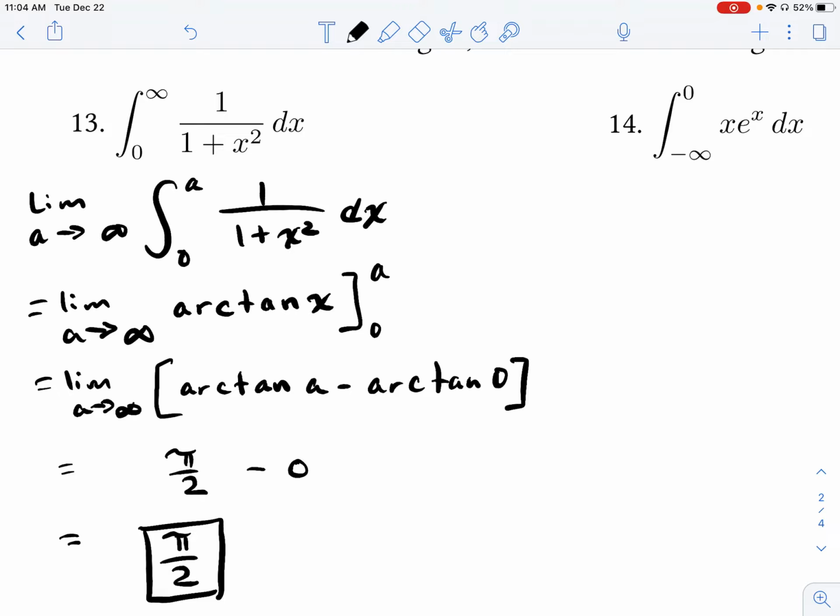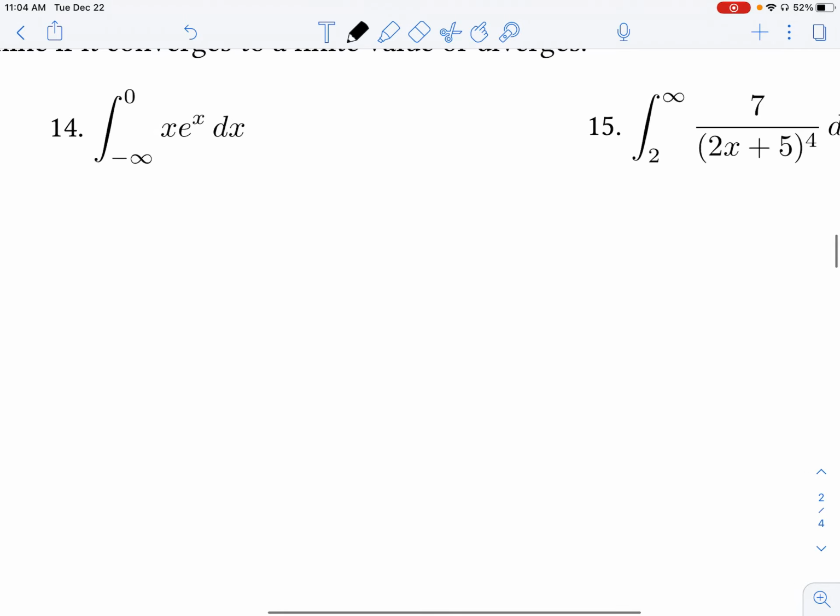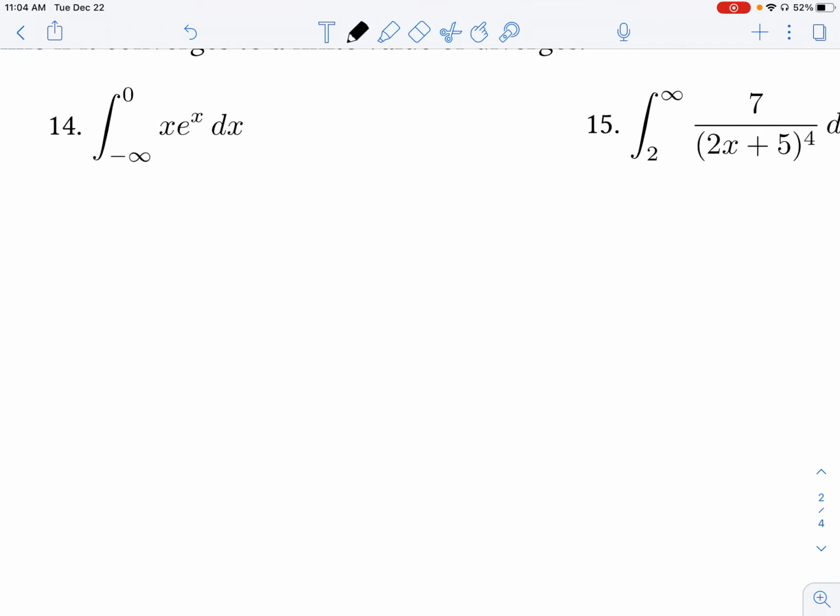All right. Okay, let's try another one. Let's go to number 14 on the backside. We've got another function here that we're integrating. This time we're integrating from negative infinity to 0. So we're going to first rewrite this as a limit statement: the limit as, again, a approaches, and this time negative infinity. We're going to rewrite our bounds so that a, our lower bound, up to 0 of x times e to the x dx.